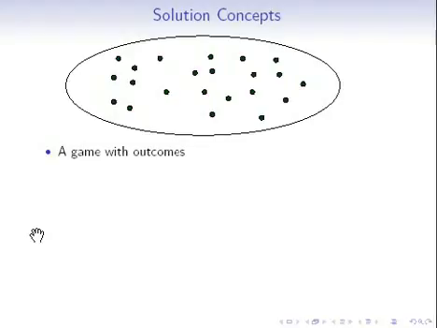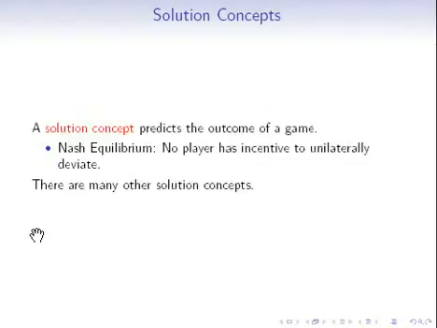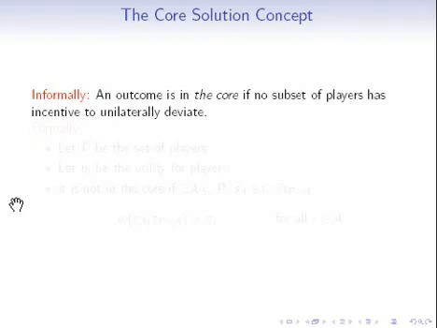We'd actually like to predict what happens if players actually play this game. And that is what a solution concept does. A game theoretic solution concept predicts which of the outcomes of the game will actually happen when players play in real life. So one solution concept that you're all familiar with is the Nash equilibrium solution concept. And this solution concept basically identifies outcomes in which no player has incentive to unilaterally deviate from that outcome. But there are many other solution concepts, and today I'll introduce you to one such one called the core.